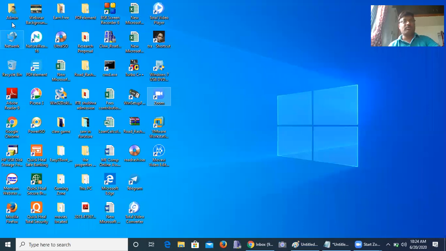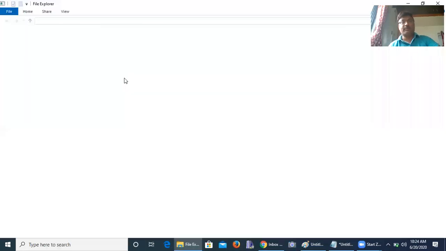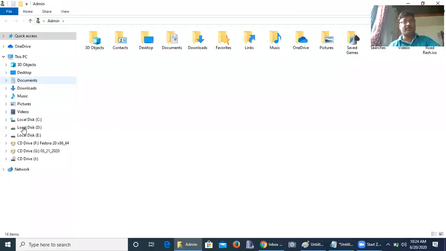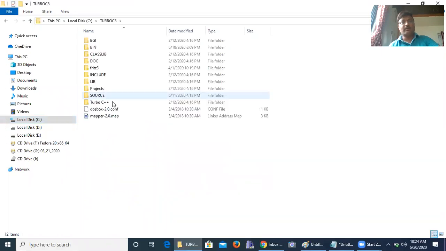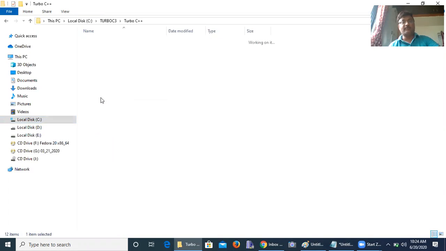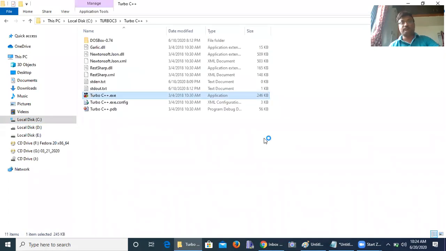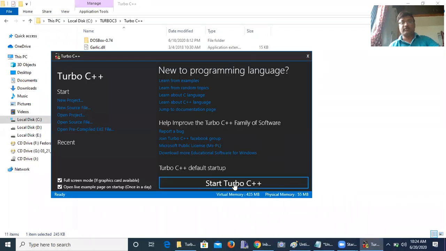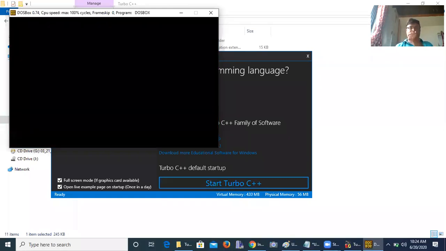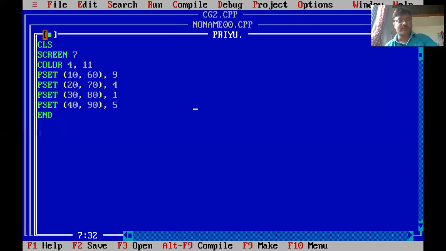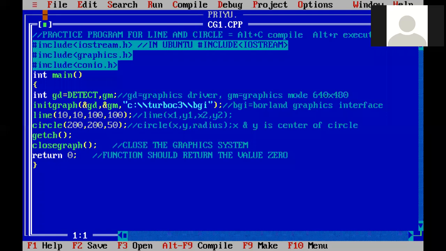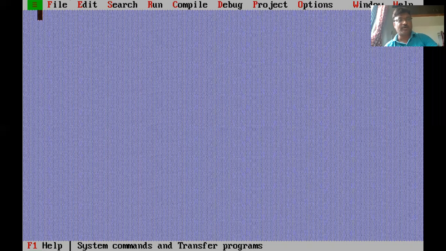Go to the screen that I already told you. This is the screen that appears: Turbo C3, Turbo C++, and then C++. Here you have to start Turbo C++ because you have to execute this. Is this blue screen visible to all, dear students? Yes, sir. Now we are going to execute this program by using a new file name.